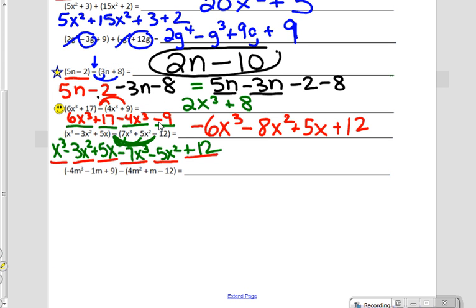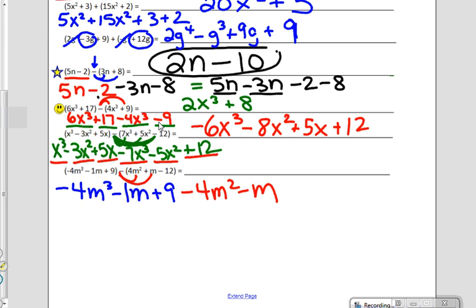The last one on the page, I would start by rewriting it with the room that you have down there. Just rewrite the first parentheses. Then carry the minus through. Minus 4m squared. Then what? Minus m. Good. And another double minus. Minus 12 makes plus 12.